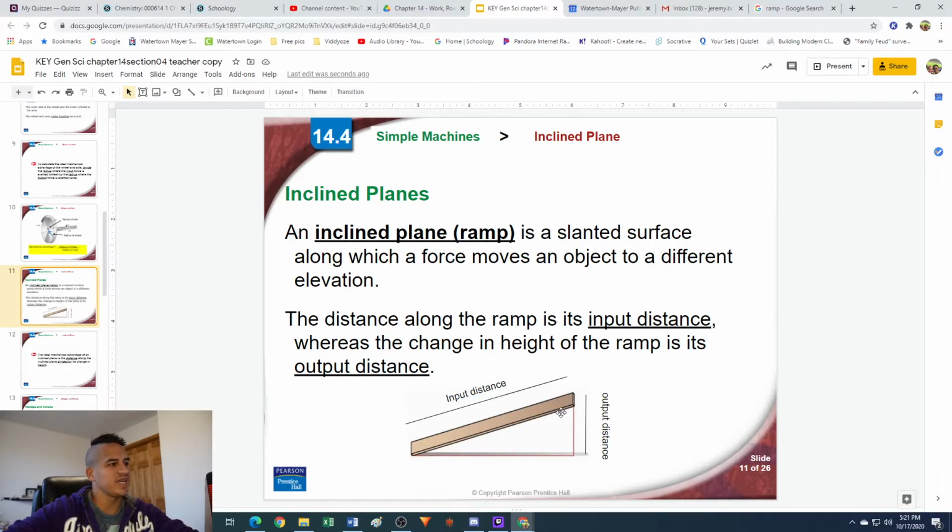This, of course, is a slanted surface and essentially moves an object to a different elevation. So you use a ramp to lift heavy objects. Rather than pick them up and lift them yourself, you push them up the ramp. Basically what a ramp does is it increases the input distance. The input distance is the distance you have to push the object up the ramp, and the output distance is the height that the ramp is lifting the object for you. So the longer the ramp, the more mechanical advantage you're going to get.